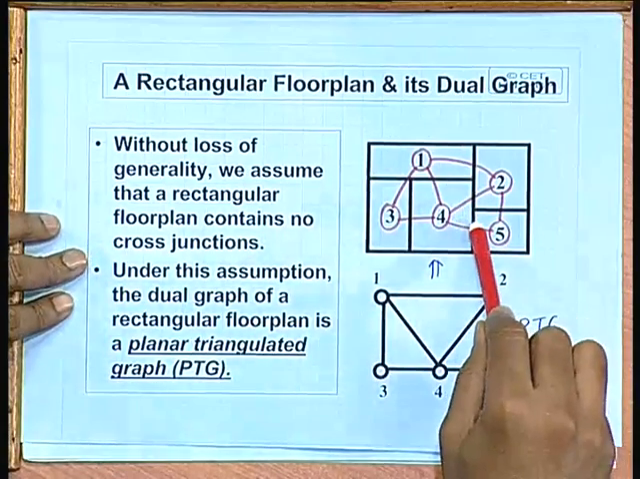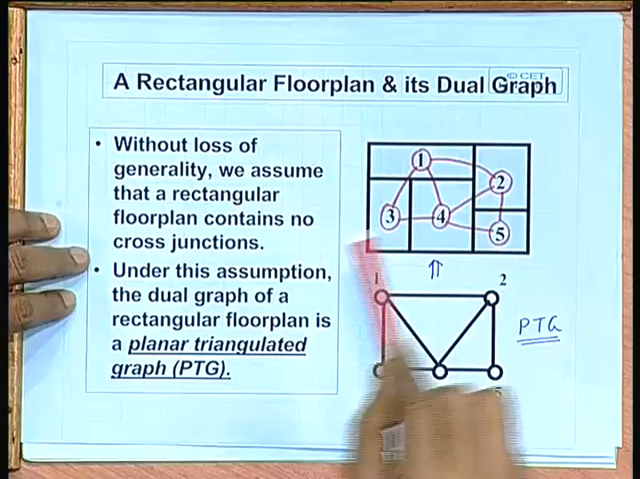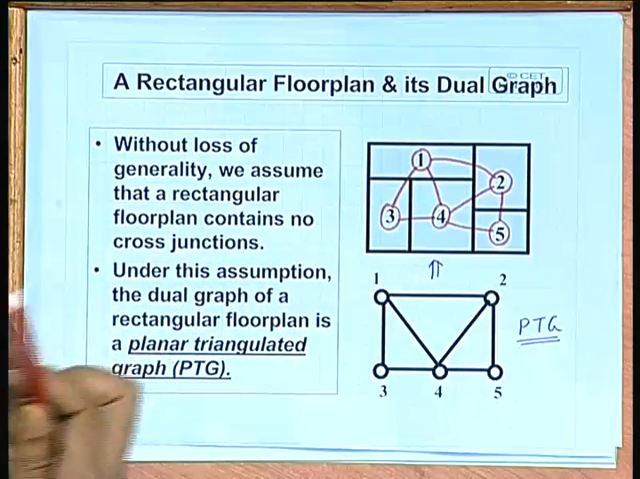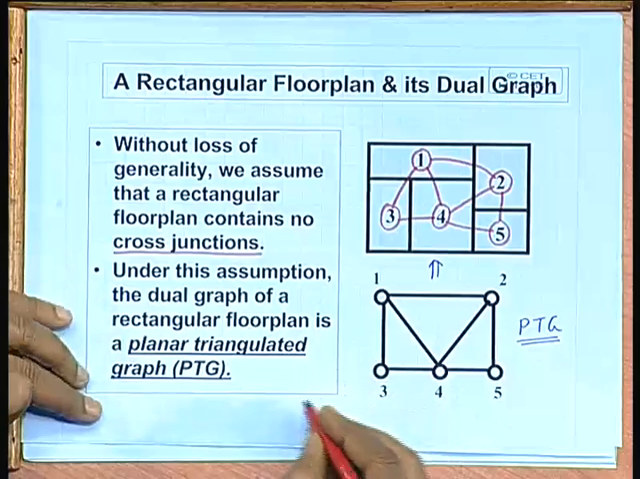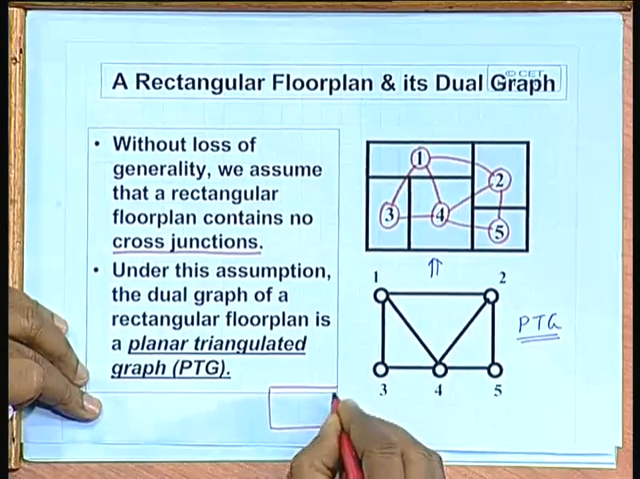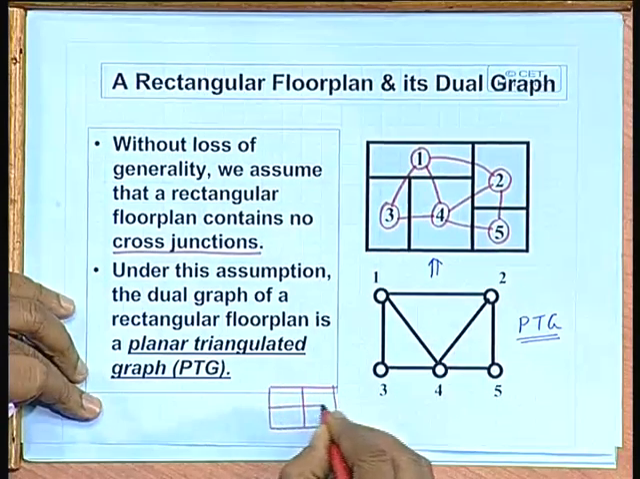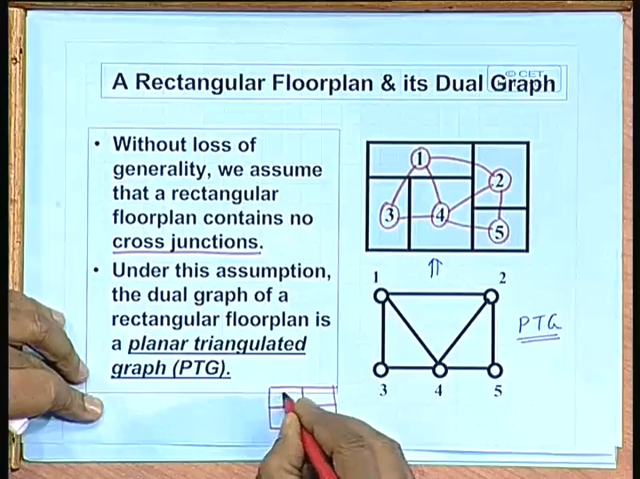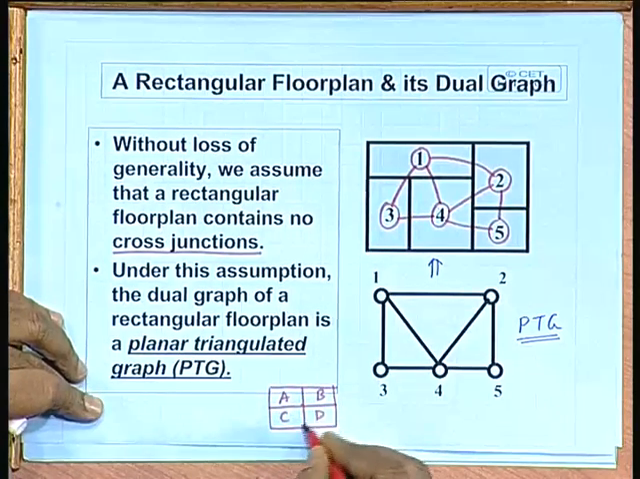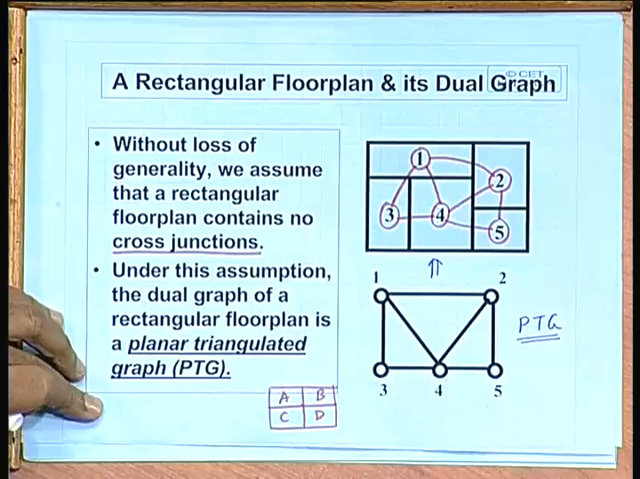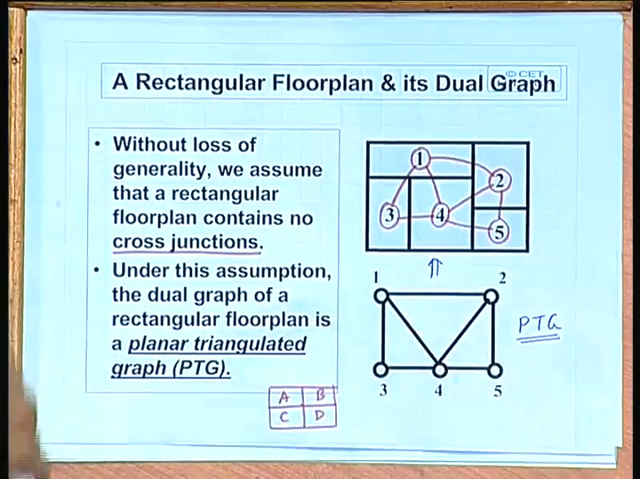Now, in order to do this, one thing is clear: you assume that there are no cross junctions in the floor plan. A cross junction means 4 blocks connected like this, A, B, C, D. So, we will see later, if there is a cross junction like this, what does this mean with respect to the dual graph.